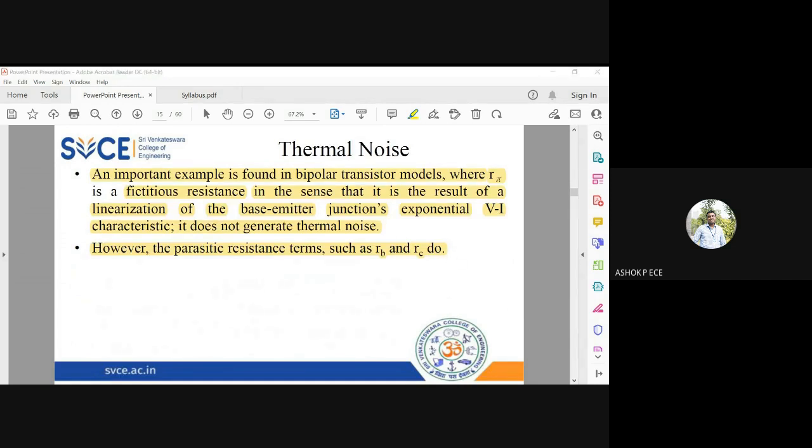So any doubts so far in the basics of thermal noise? Whatever we have seen, any queries or doubts if you have, you can ask. No, sir, understood, sir.